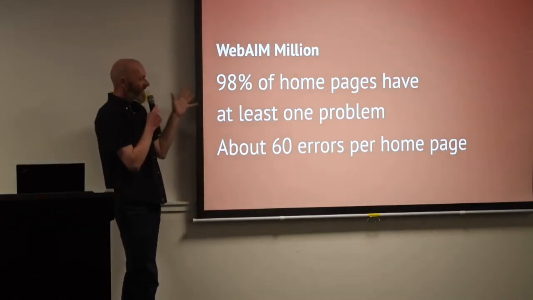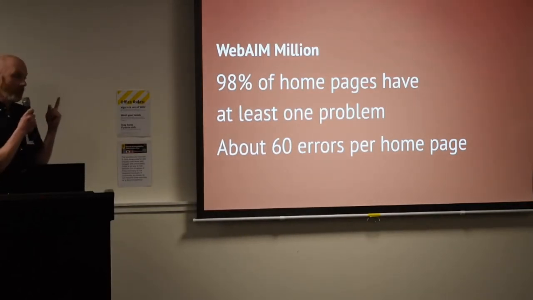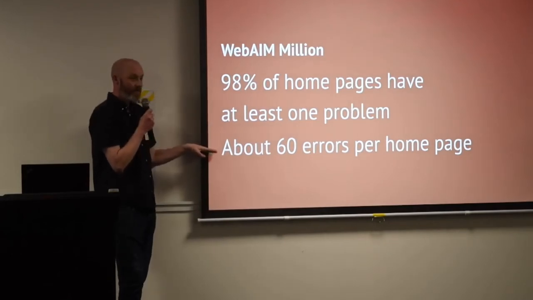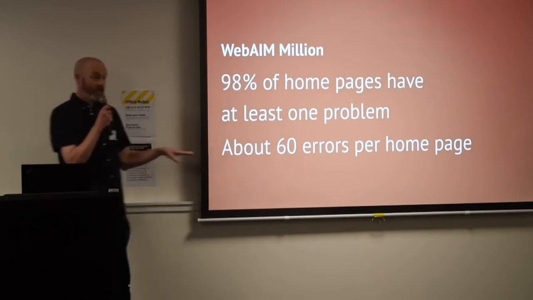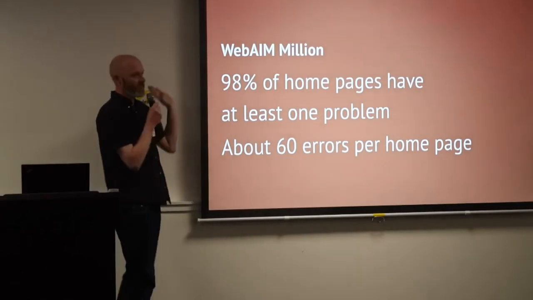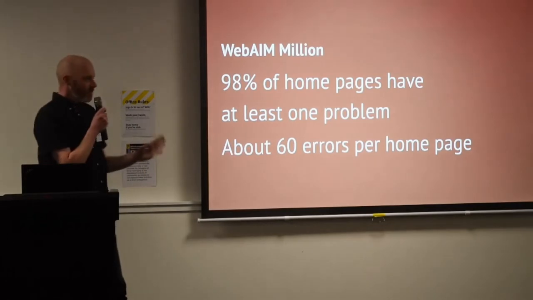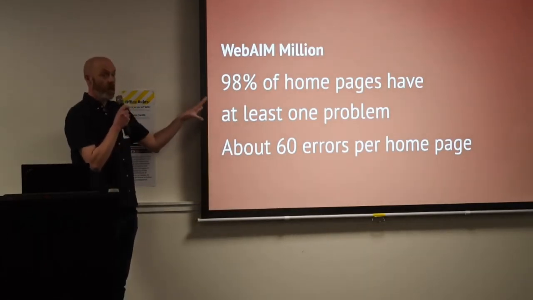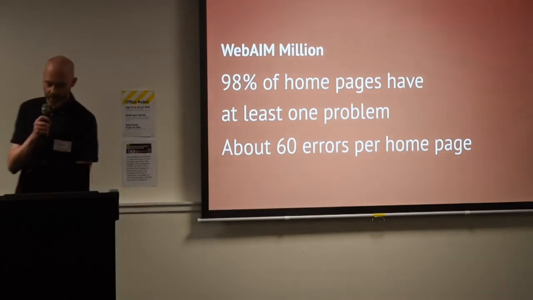They found that 98% of the million pages that they surveyed had at least one problem. And they found that every page had about 60 errors. Maybe I mean at least, maybe I mean about, I don't know. So maybe you're thinking, these numbers are ridiculous, it's probably more like 60%, and maybe the number of errors was more like 30. That's cool. The important thing for me from this is it's a lot. It's not one or two. It's a ton.